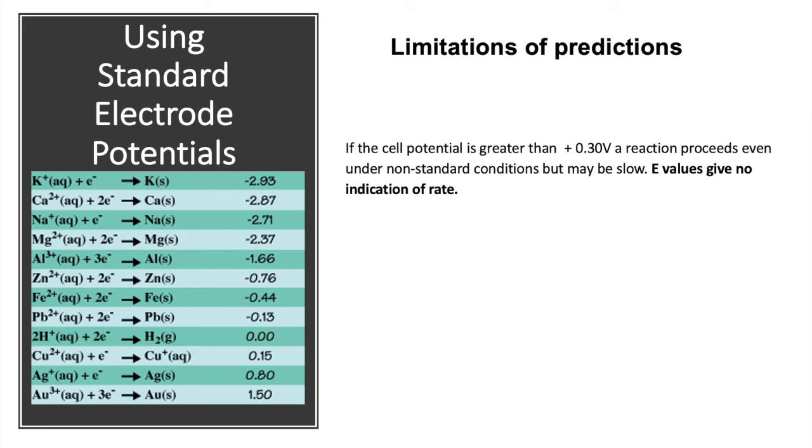Now, these predictions are great, we just need to be a little bit careful. Any cell potential greater than plus 0.3 volts will proceed even under non-standard conditions, even if we start changing concentration and temperature. However, this gives us no information on rate. It could be completely feasible energetically, but it will take an age to occur.